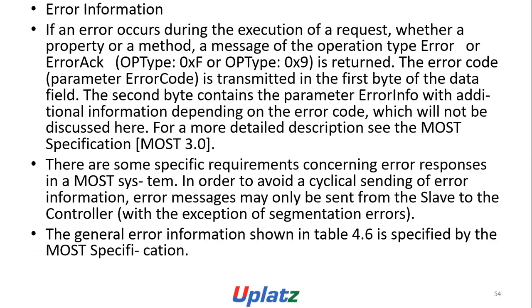Error information: if an error occurs during the execution of a request, whether a property or a method, a message of the operation type Error or ErrorAck, OPType 0xF or OPType 0x9, is written. The error code, ParameterErrorCode, is transmitted in the first byte of the data field. The second byte contains the ParameterErrorInfo with additional information depending on the error code, which will not be discussed here. For a more detailed description, see the MOST specification, MOST 3.0.